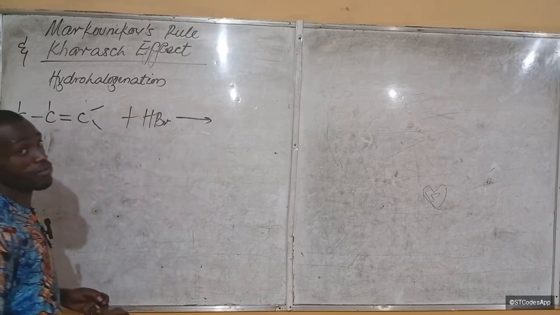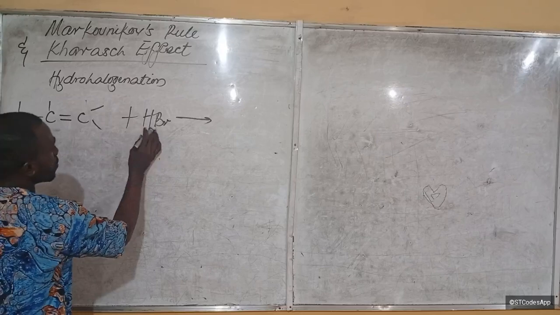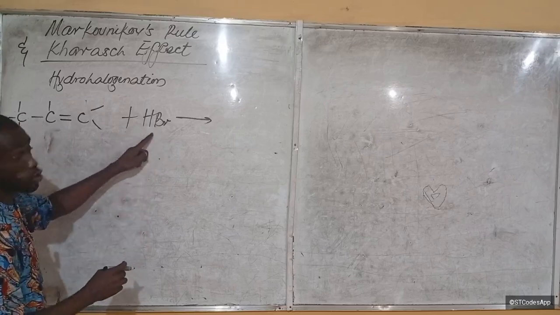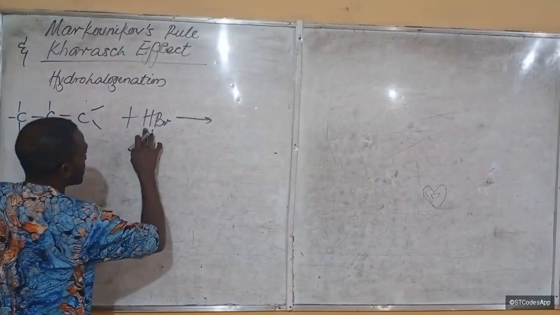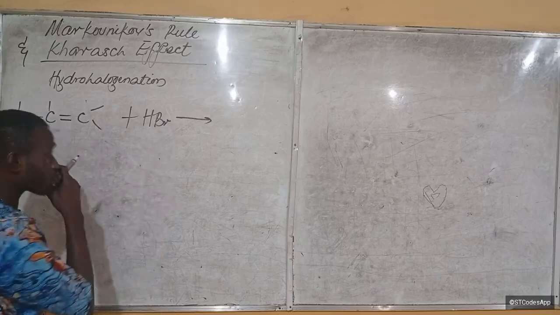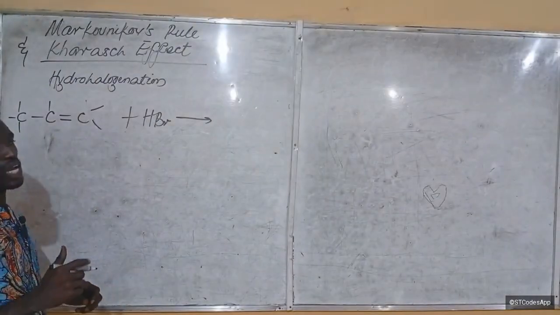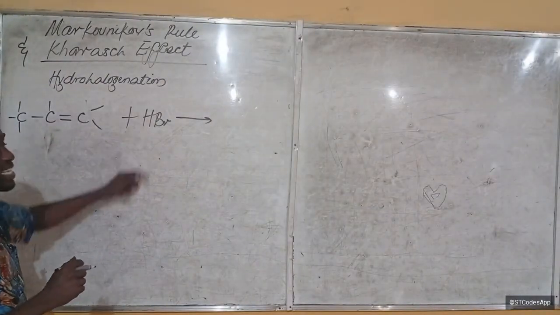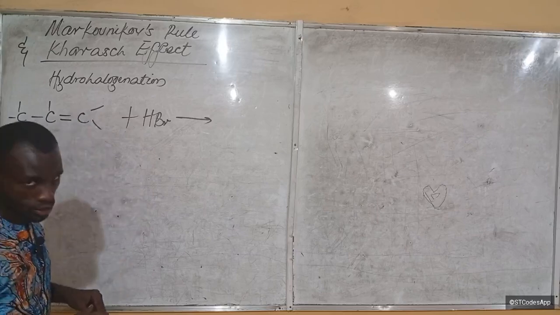Now, what does the Markovnikov rule say? The Markovnikov rule says that between the hydrogen and the bromine, which one is bulky or larger? This molecule is larger than this. So it says that the larger molecule should be added to the carbon that has less hydrogen, while the hydrogen should be added to the carbon that has more hydrogen.